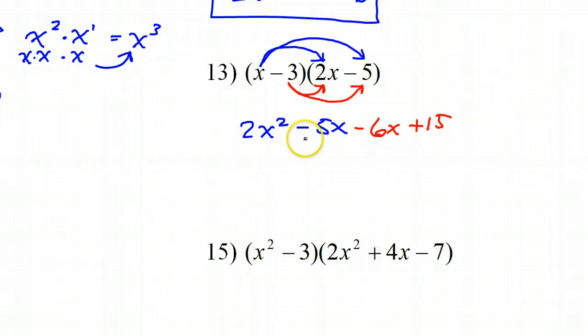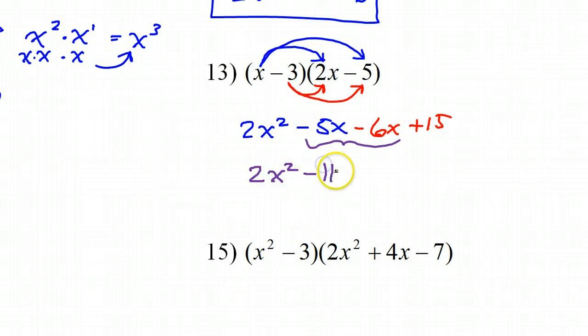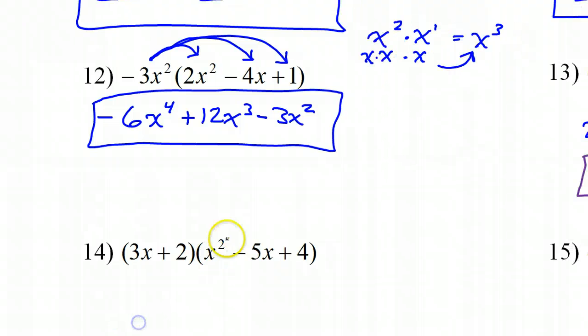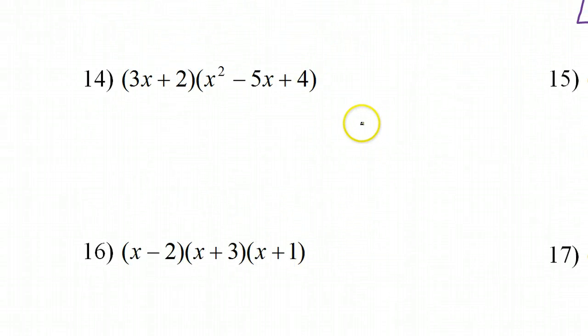All right, now hopefully you can see that these are like terms. So we will have 2x squared minus 11x, putting these two together, plus 15. All right, that is how you would do number 13. Binomial times a binomial. Now guess what? If I do a binomial times a trinomial, it works exactly the same way.